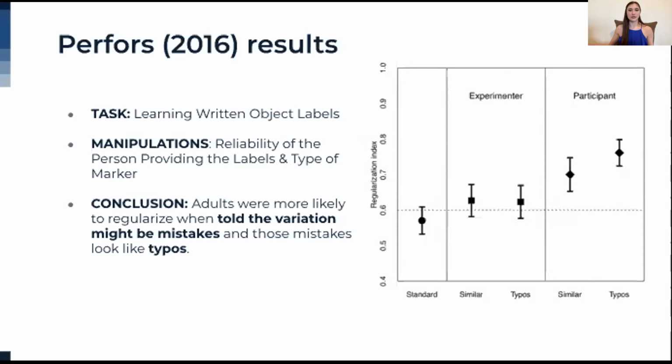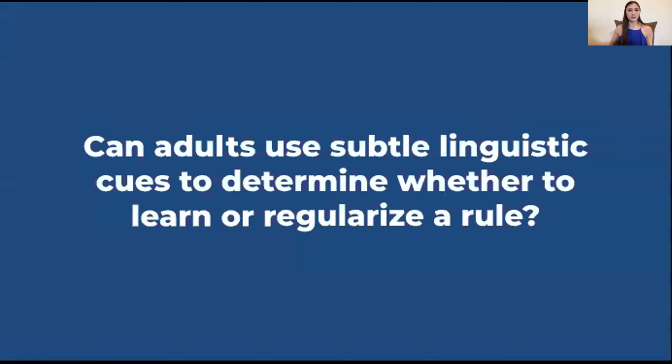The results showed that participants that were told the linguistic data came from another participant regularized significantly more than those who believed the data came from the experimenter. This was especially true when the input looked like it could contain typos. Perfors' study is limited, though, to circumstances where adults are led to believe mistakes in the input are simply typos. So we wanted to see if an assumption that someone has made typos will translate to learners' ability to capitalize on even more subtle cues and change their rule learning.